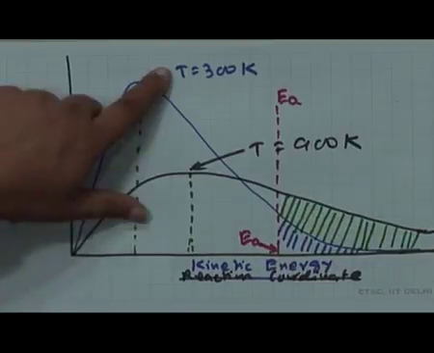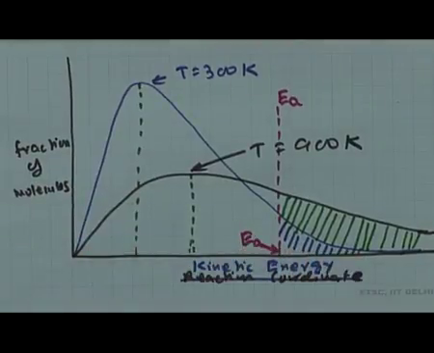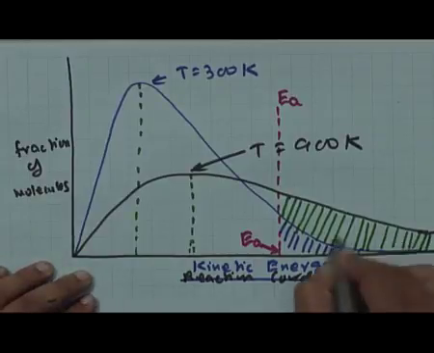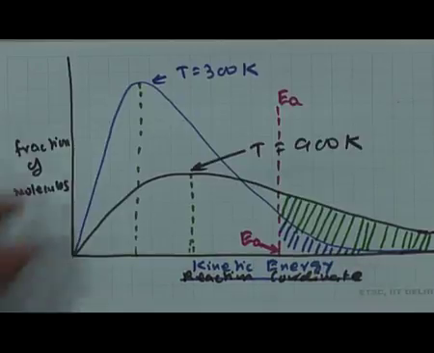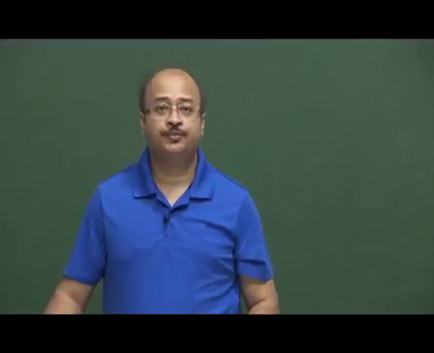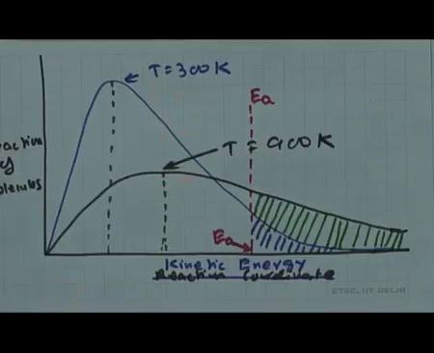When I was at 300 Kelvin, I was only looking at this blue shaded region. When I am at 900 Kelvin, I am looking at this shaded region plus the blue one, because they also fall under the distribution. It immediately tells you that when I have increased my temperature, the fraction of molecules having energy greater than EA has also increased correspondingly.